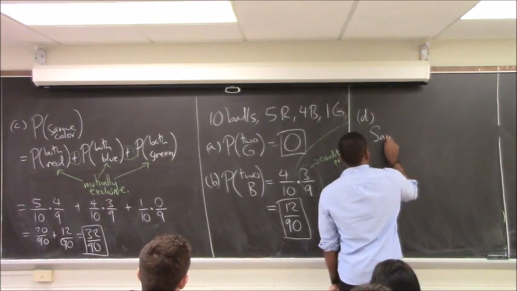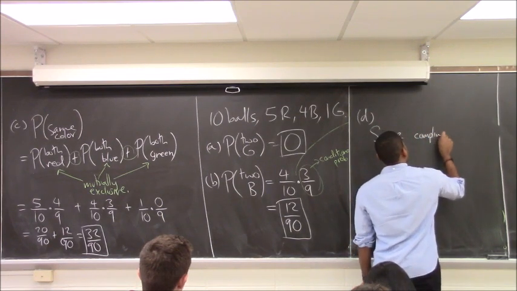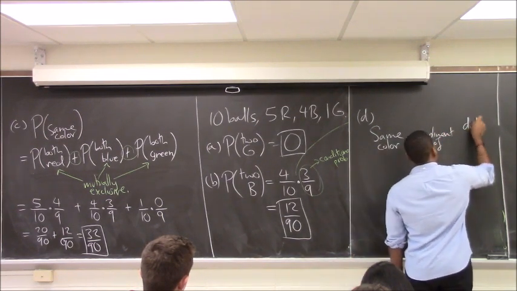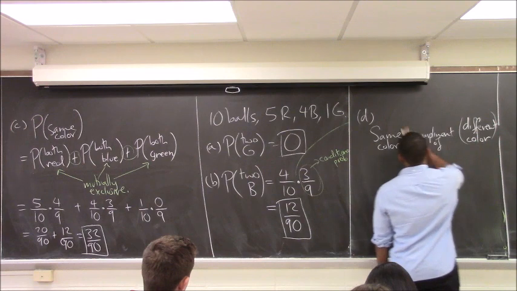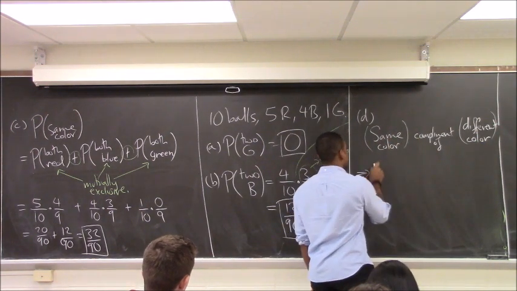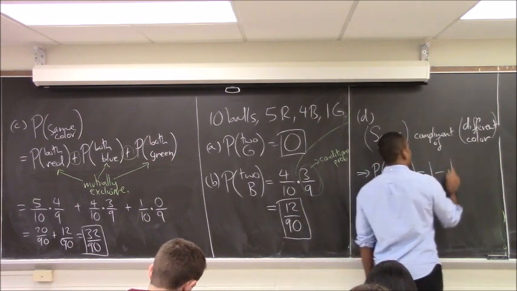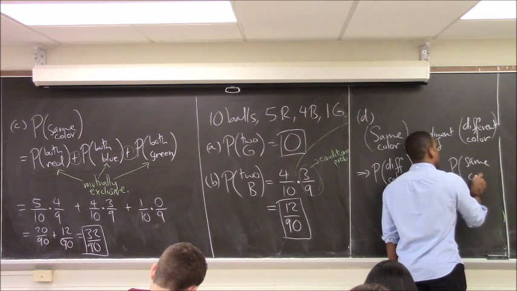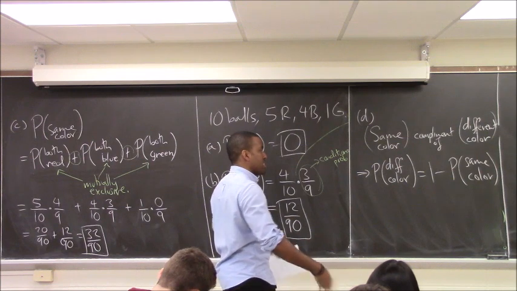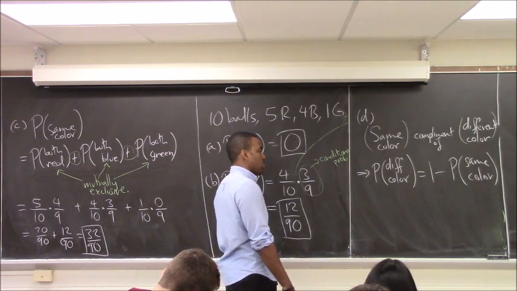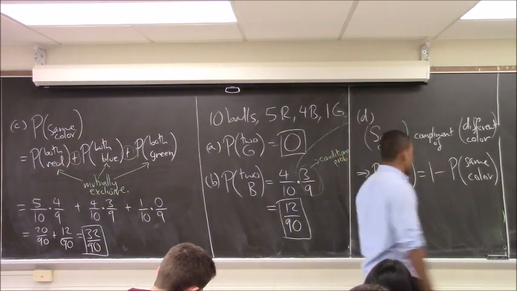Yeah. Same color is the complement of different color. To get different color means you did not get the same color. So that basically means the probability of a different color is going to be 1 minus the probability of the same color. Because these are disjoint events, and together they comprise the entire sample space. You'll either get a same color or a different color. These are the only 2 possibilities that can happen, and they are disjoint. Therefore, they are complements of each other.